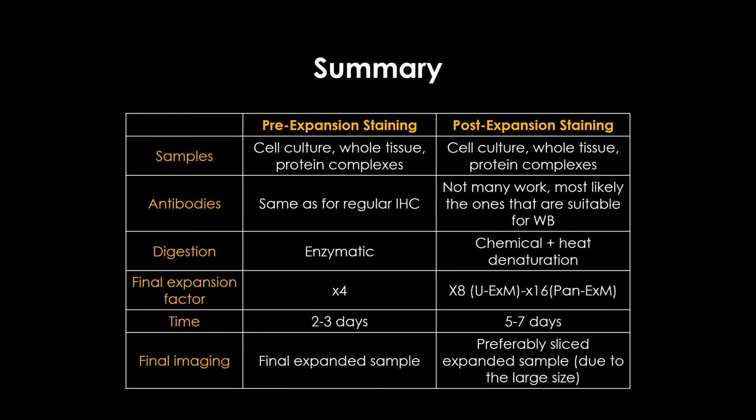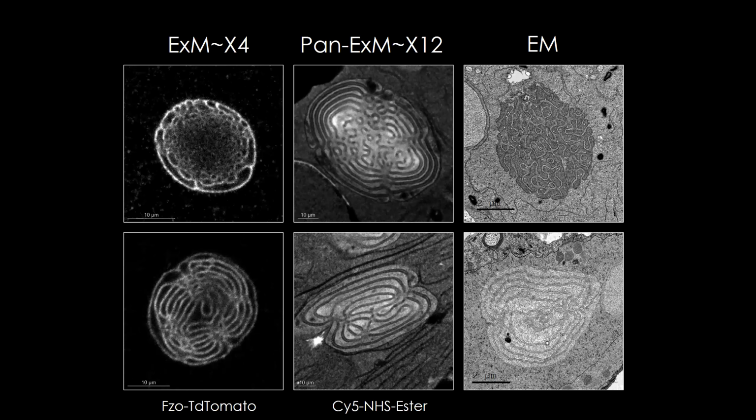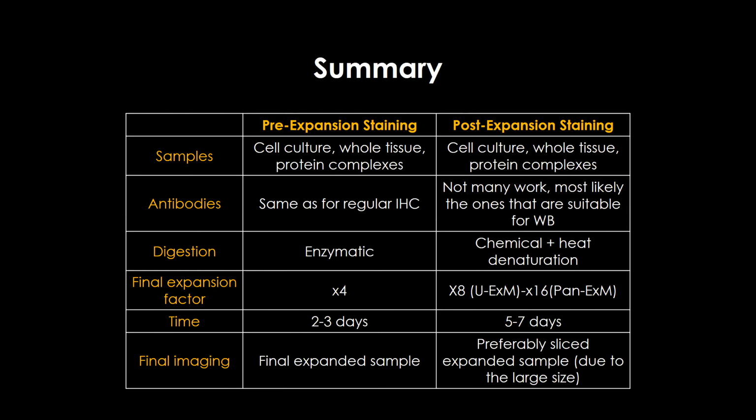So for example, this technique, the pan expansion microscopy technique, was originally applied to tissue culture, but after that they developed a protocol which allows to visualize brain slices. And for the antibodies, in pre-expansion staining, you use the same antibodies as for regular immunohistochemistry. As for post-expansion staining, not many antibodies work, so you should use the ones that work for Western blot and hope that they will work.